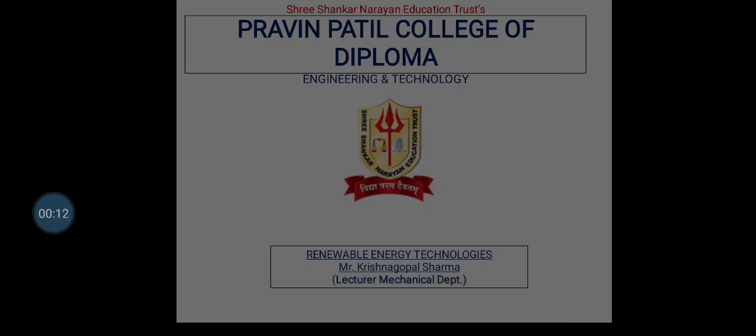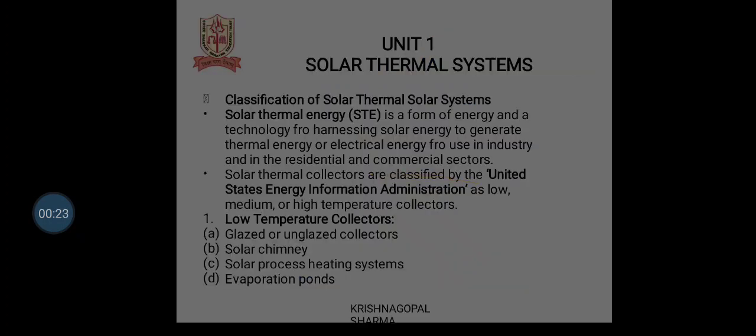Today we will discuss renewable energy technologies, which is a subject in the 6th semester of Diploma Engineering. In today's session we will discuss Unit number 1, which is solar thermal systems. So let's start with the classification of solar thermal systems.